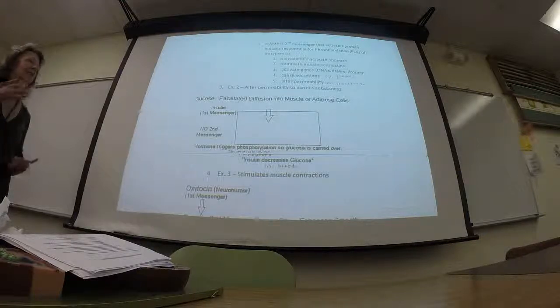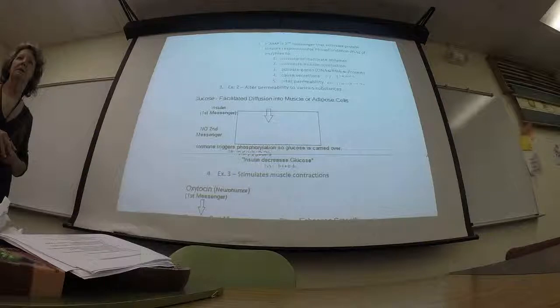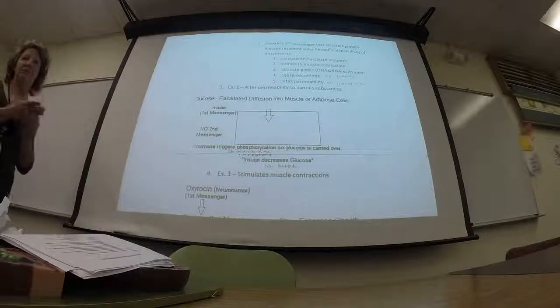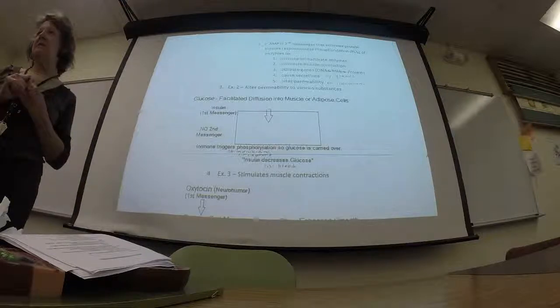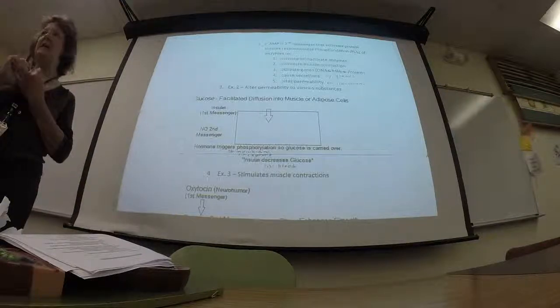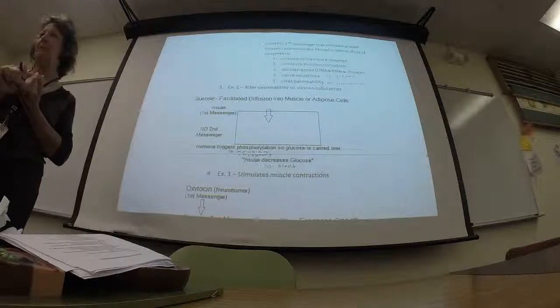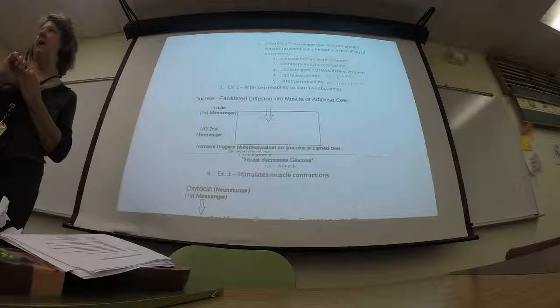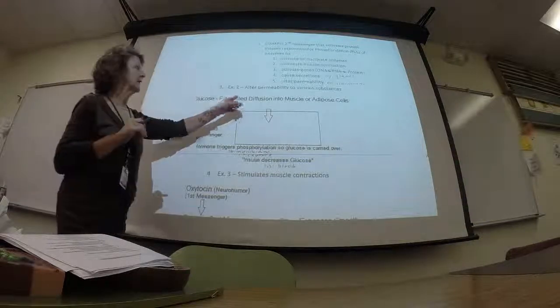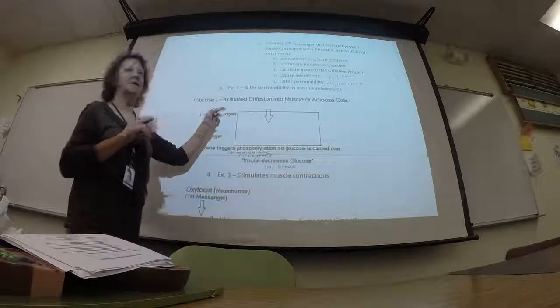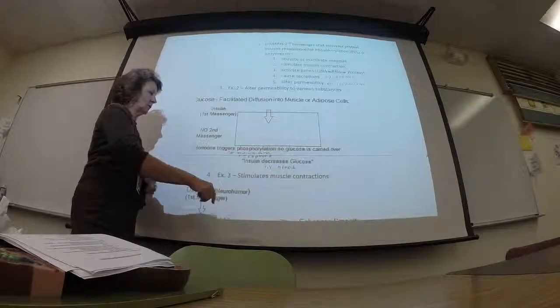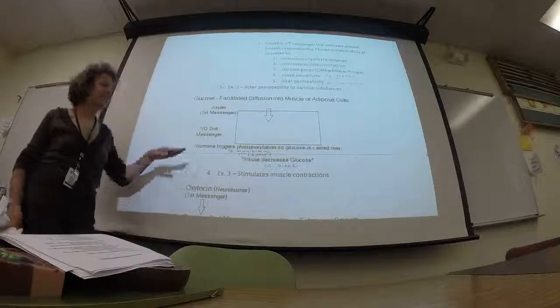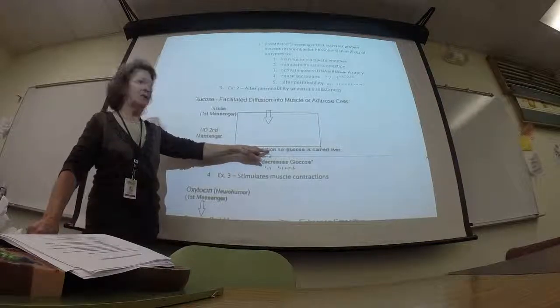Let's look at the opposite of glucagon. Glucagon was the first messenger, turned on adenylate cyclase on the cell membrane, which broke down ATP to make your second messenger, cyclic AMP, and the cyclic AMP made you break down glycogen starch and get a lot of glucose in the blood. This is insulin. This is insulin that's going to be the first messenger. Insulin doesn't have a second messenger. The hormone acts as the second messenger and adds a phosphate group.